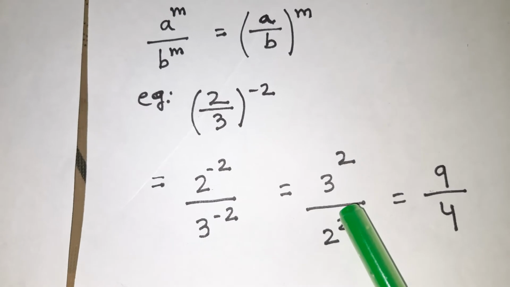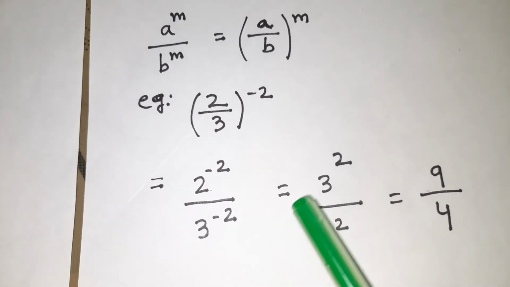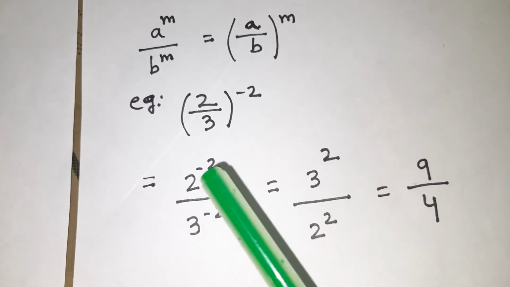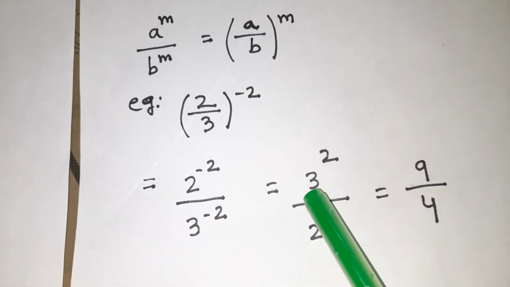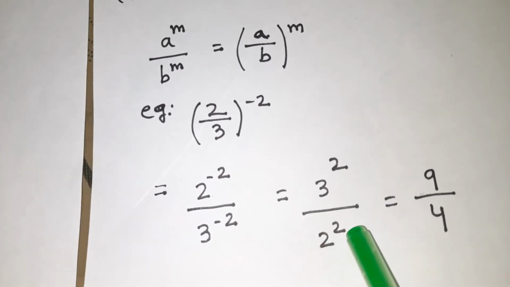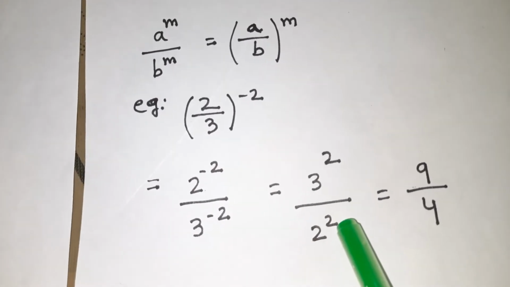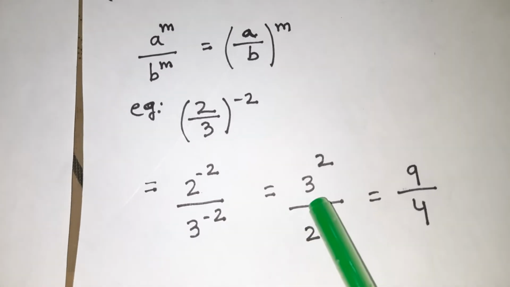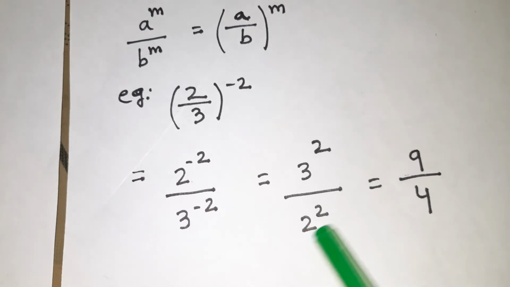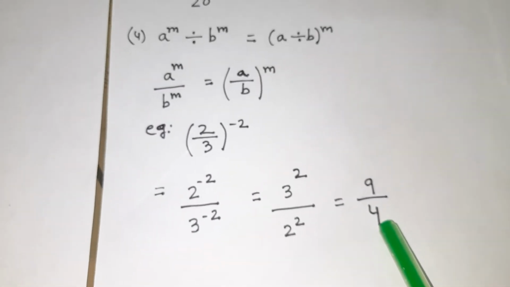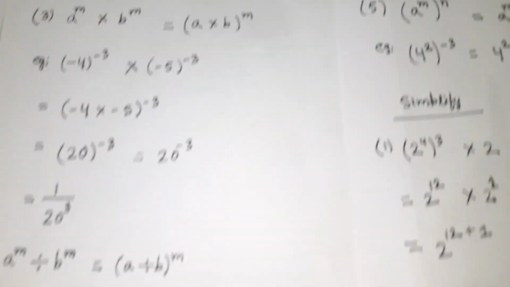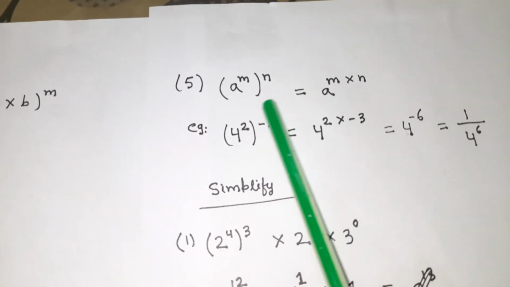Now you will take the reciprocal of it. It means 3 will go up and this will come down. It means 3 raised to the power 2 upon 2 raised to the power 2. You will change into positive. See clearly here what I have done. So 3 3s are 9 and 2 2s are 4. Is it clear, the fourth law? Okay. Let us move to the fifth law.